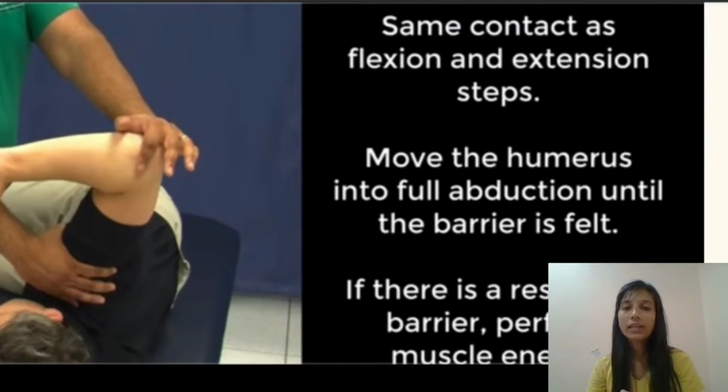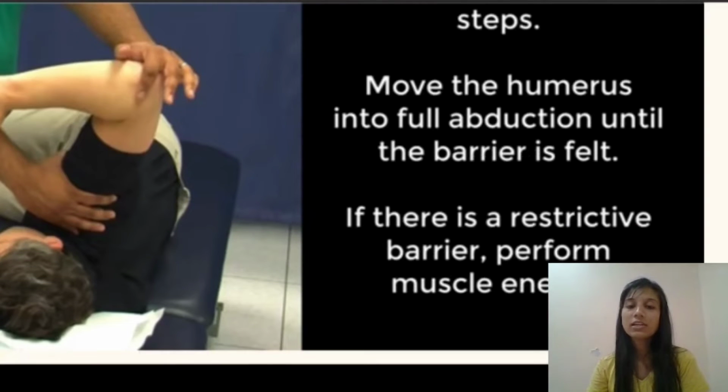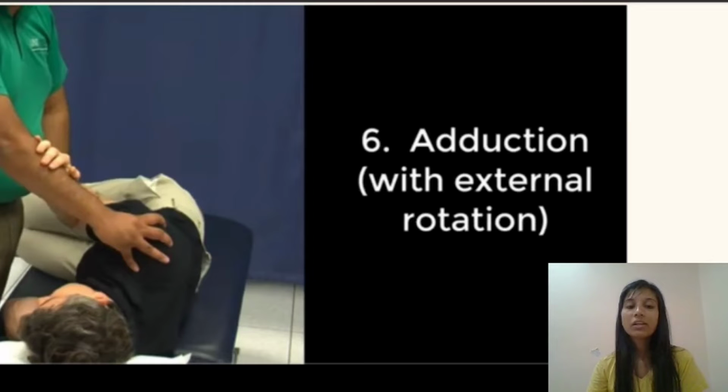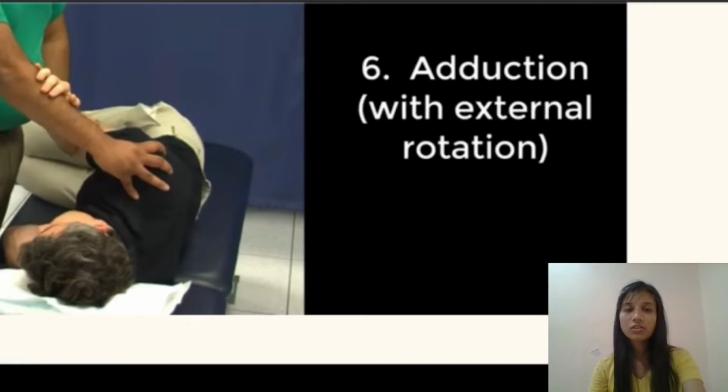Same contact as flexion and extension steps. You can follow the extension and flexion steps. Move the humerus into full abduction until the barrier is felt, because the next step is abduction. If there is a restrictive barrier, perform MET. Now next one is adduction with external rotation. You can see in this image, adduction with external rotation.